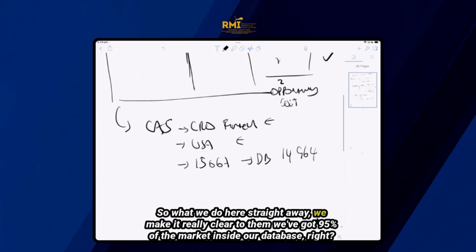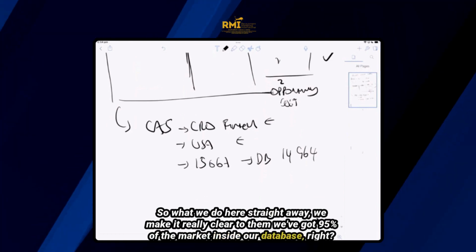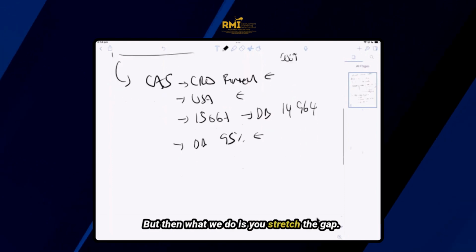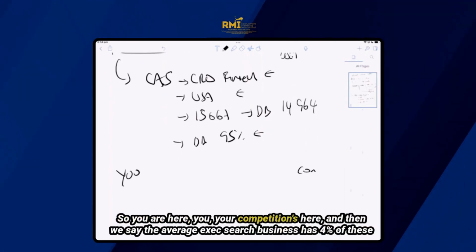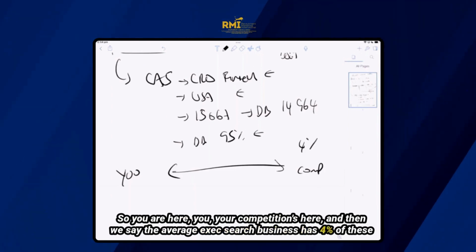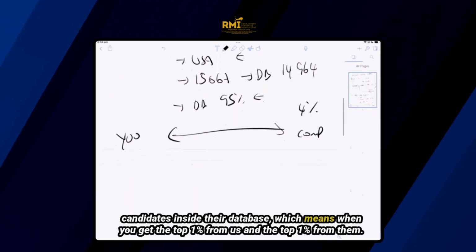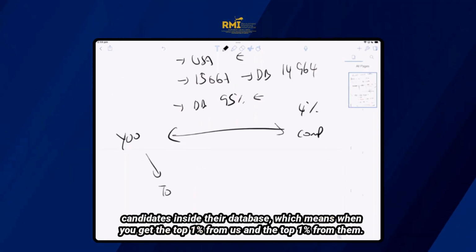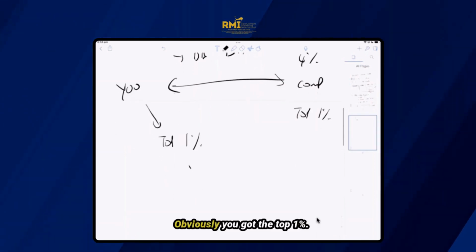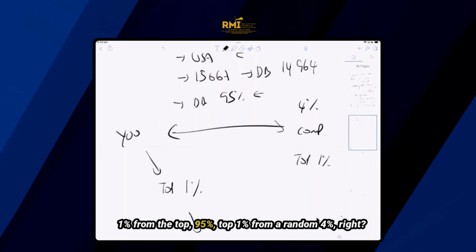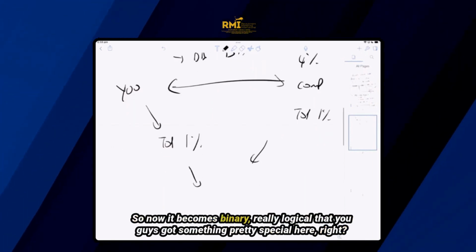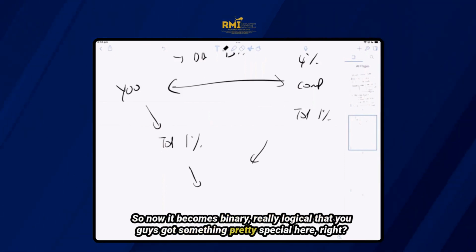So what do we do here straight away? We make it really clear to them. We've got 95% of the market inside our database, right? So we do that. It's all laid out in the CAS. But then what we do is stretch the gap. So you're here, your competition's here. And then we say the average exec search business has 4% of these candidates inside their database, which means when you get the top 1% from us and the top 1% from them, obviously you've got the top 1% from the top 95%, top 1% from a random 4%, right? So now it becomes binary, really logical that you guys have got something pretty special here, right?